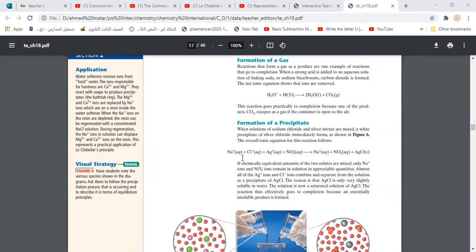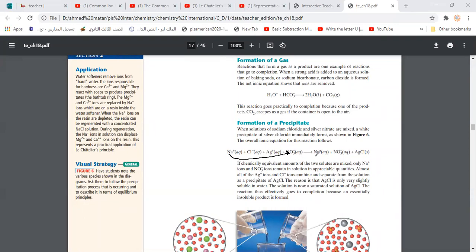Okay. So for example here, we have sodium chloride, Na positive and Cl negative, they are ions, and silver nitrate, Ag positive and NO3 negative. So these ions are now found in the beaker. What would happen? We're going to find that the sodium will combine with the nitrate and the silver will combine with chlorine. So it will produce silver chloride and sodium nitrate.